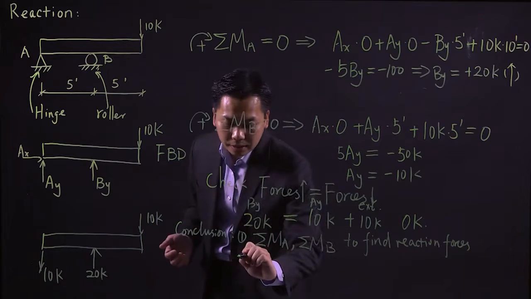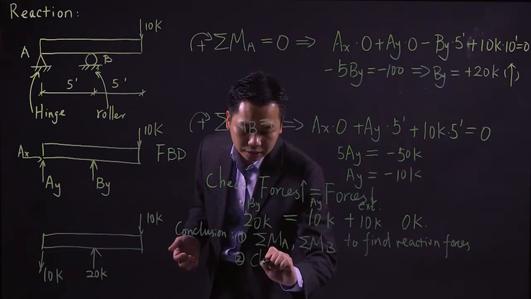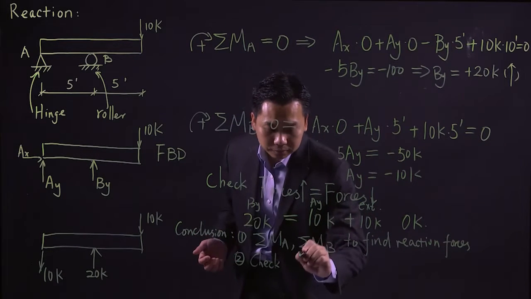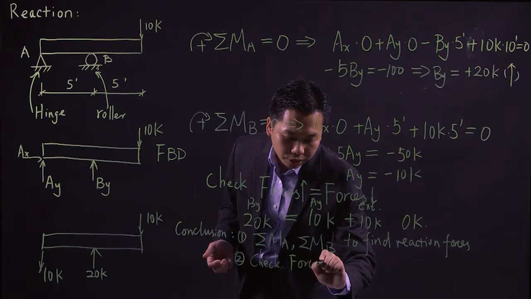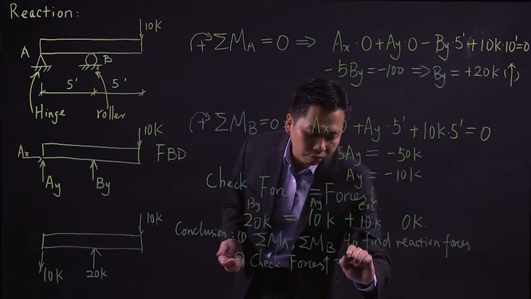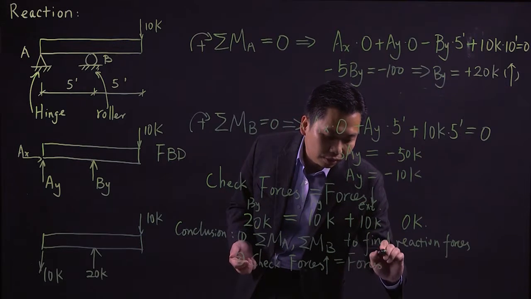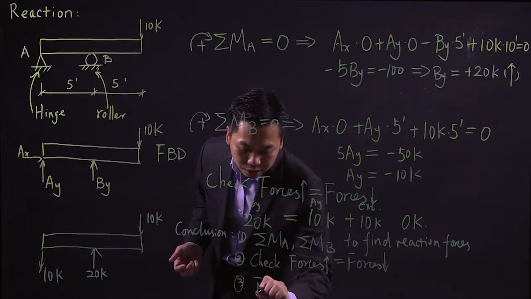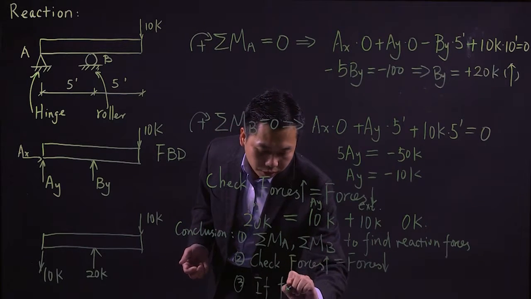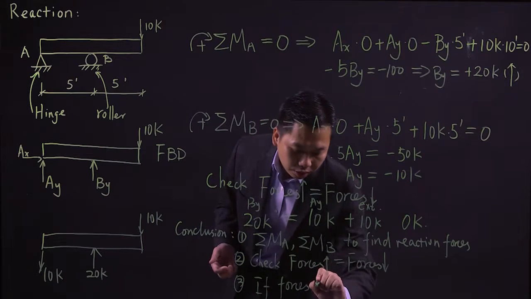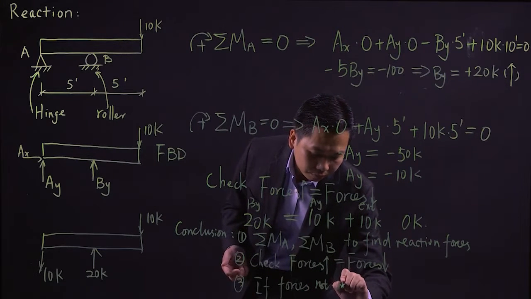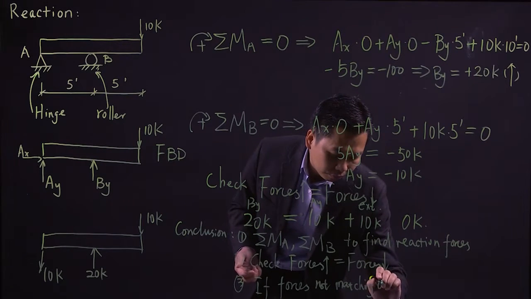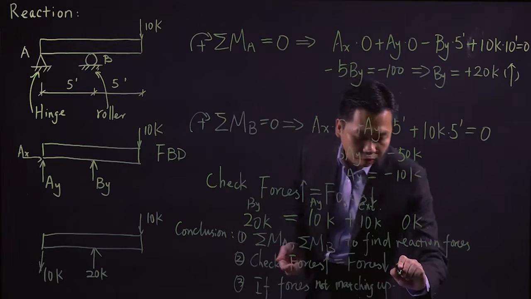The second step is to check to make sure we didn't make any mistake, like I did here. Check that the force going upward is equal to the force going downward. If the forces do not match up, then look for the mistake.